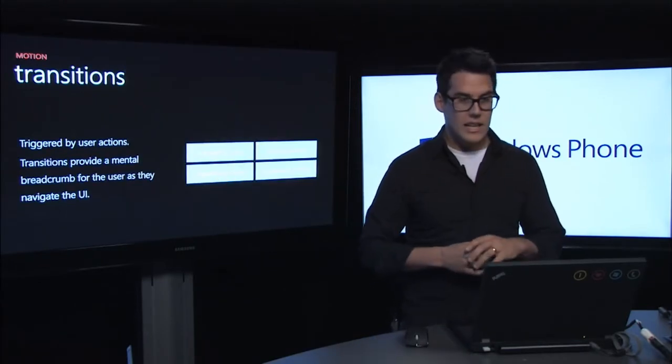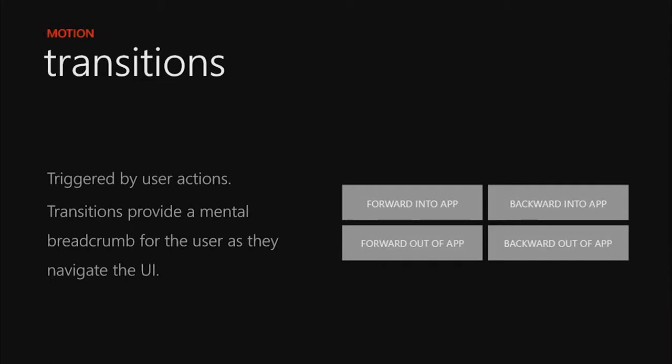So I'm gonna talk a little bit about how transitions work in your Windows Phone applications. They're triggered by a user action. Transitions provide a mental breadcrumb for the user as they navigate the UI, basically meaning when I hit that back button, I should go to the last point, there was an animation. When I hit it again, I should go to the last animation. They're basically little stop gaps that the user can constantly rely on as the last place.